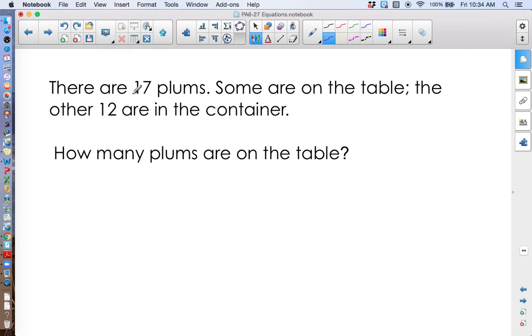We have 17 plums. Some are on the table, so we don't know how many are on the table, so that's going to be our question mark. The other 12 are in the container, so how many plums are on the table? So we're going to draw our equal sign. We know that there are 17 plums. We know that 12 are in the container. We do not know how many are on the table. What number plus 12 will give you 17?